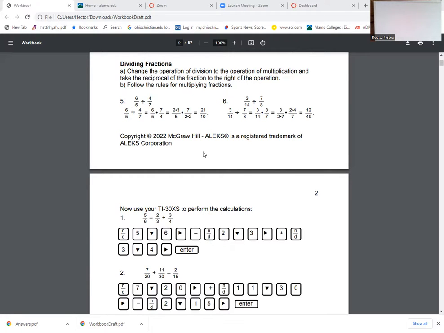Okay, division of fractions. Let me write down the problem. I'm going to do number 5, and you guys can do number 6. By the way, give me feedback on the videos, because if I'm moving too fast, you can always pause. Okay, you can always pause.